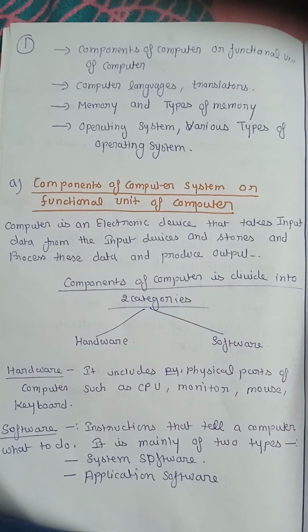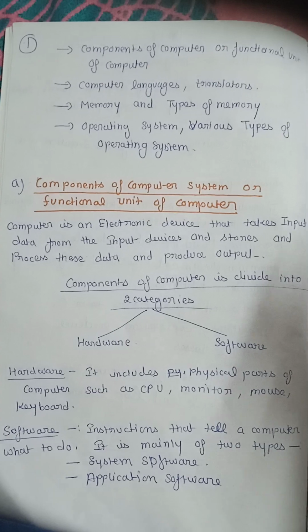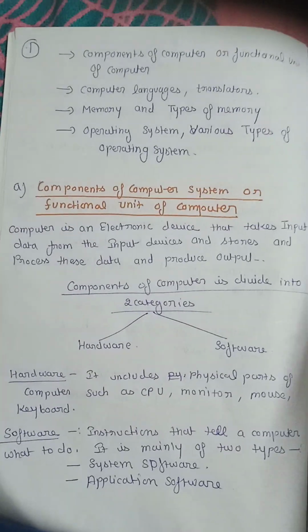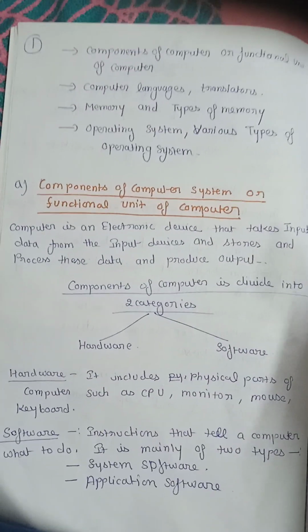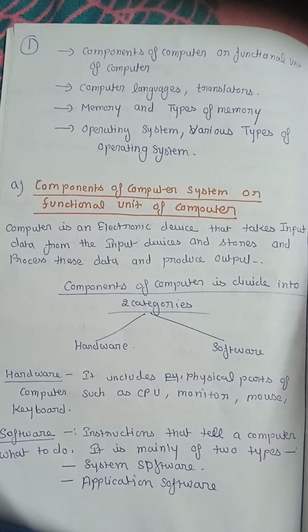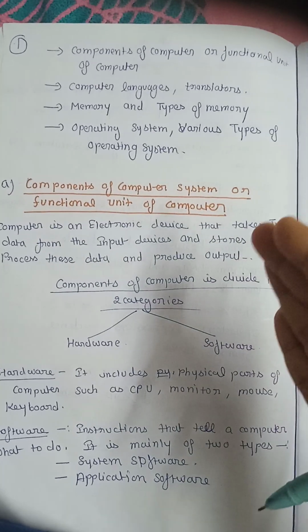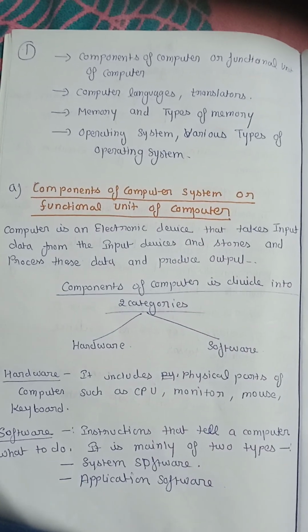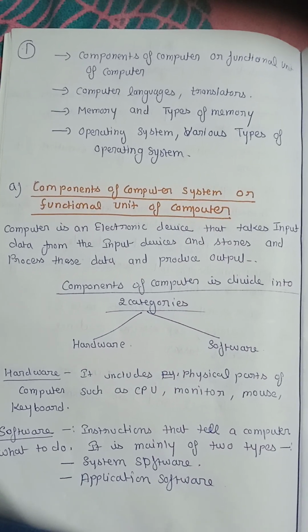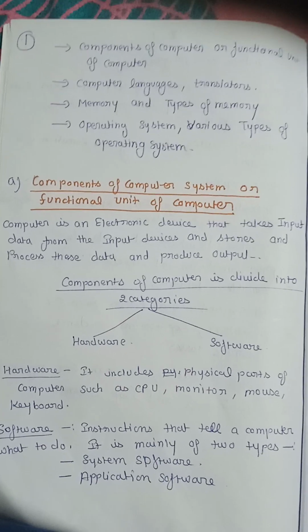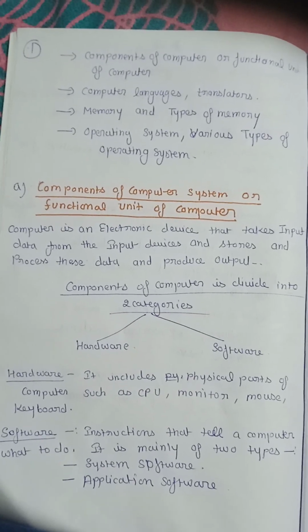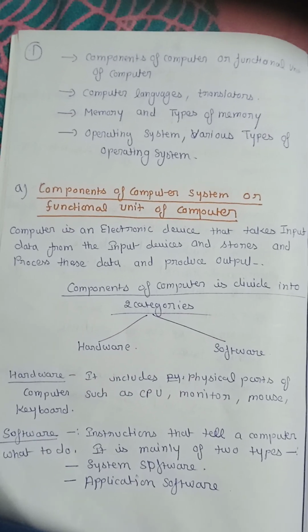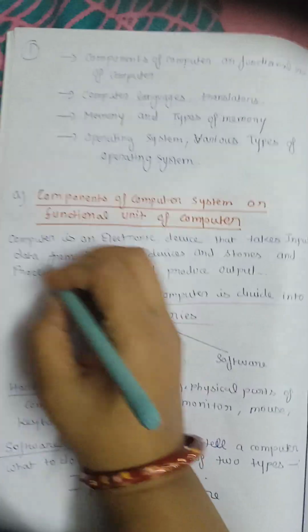What is a computer? It is an electronic device which converts raw data into meaningful information. You can give input data through the input devices, and we get the output through the output devices. Now one question will come to our mind: what is data and what is information?